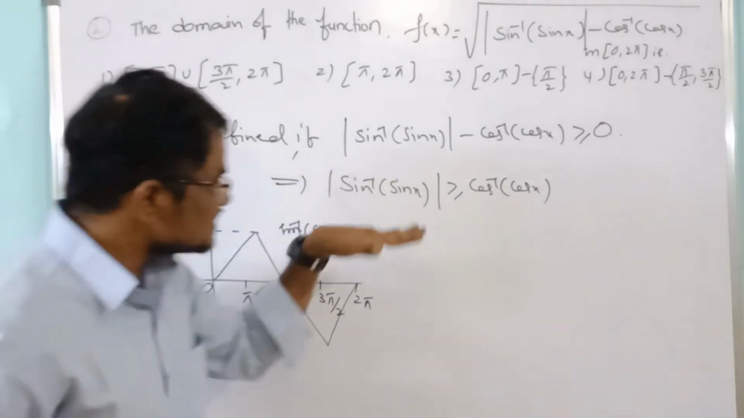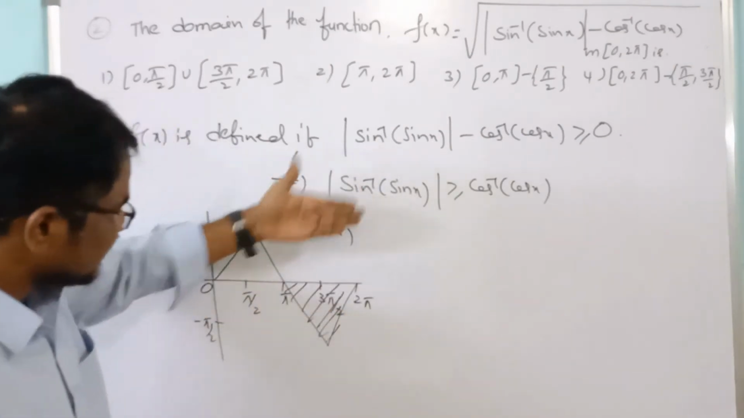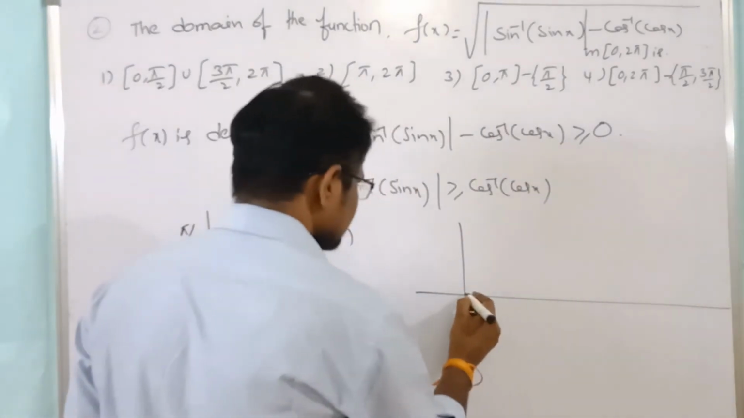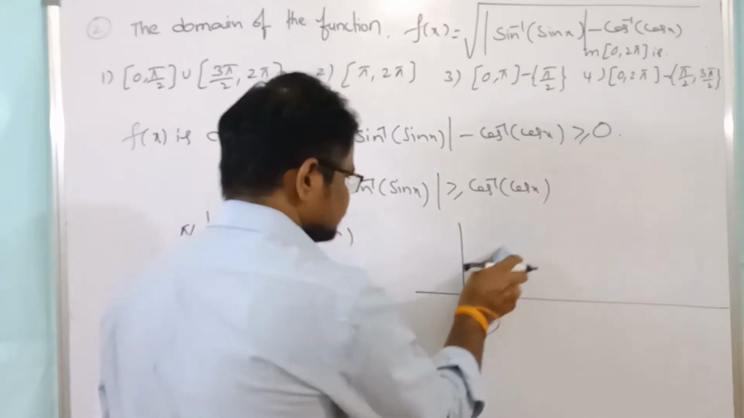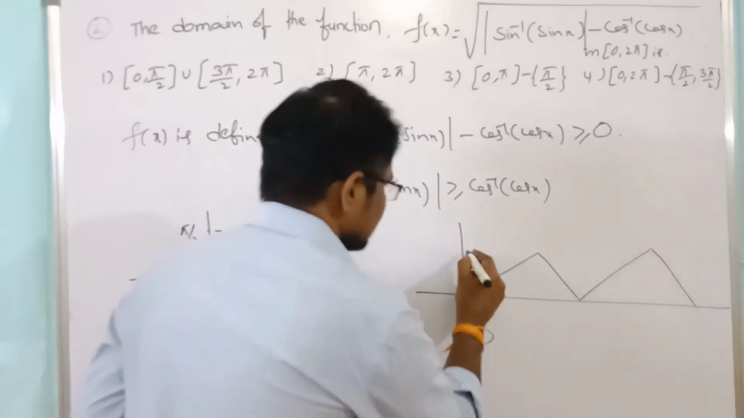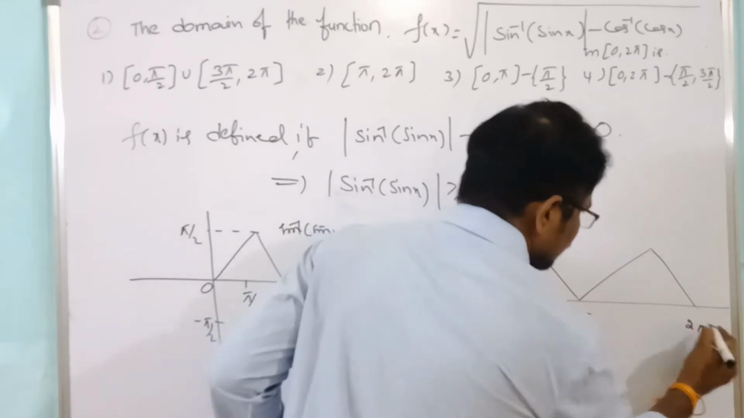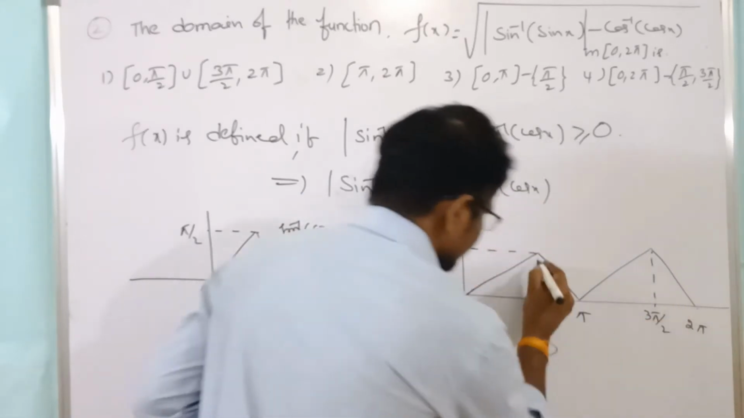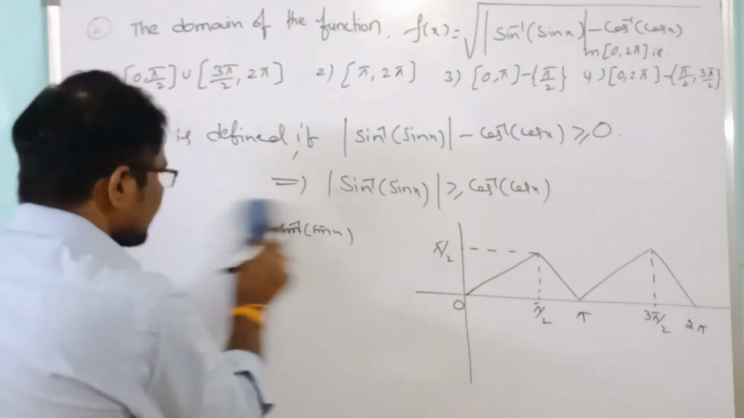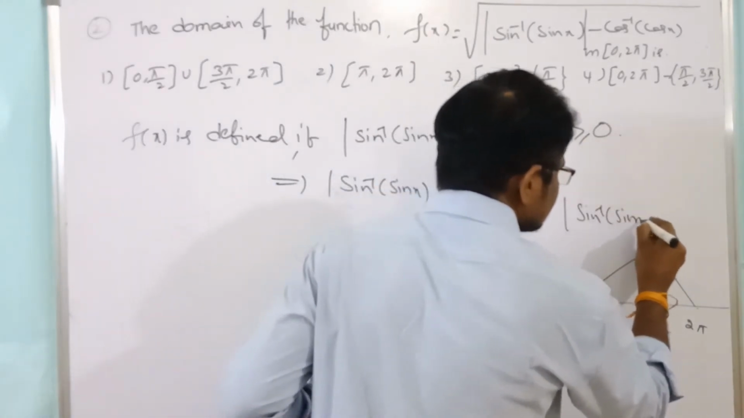But what you want is modulus of sin inverse of sin x, means this area below the x-axis becomes above the x-axis. Means if you take that graph, you will get it like this. Here it is pi by 2. So 0, pi and 2 pi, this is 3 pi by 2 and this is pi by 2, right? Now this is the graph of modulus of sin inverse of sin x, right?